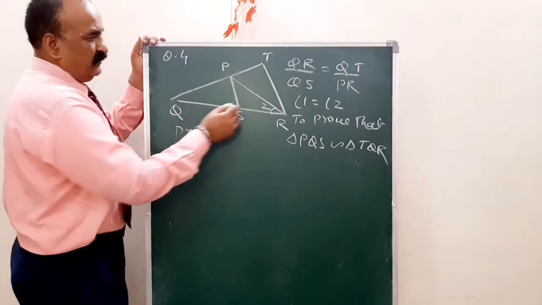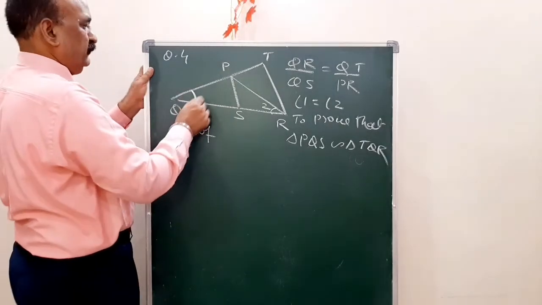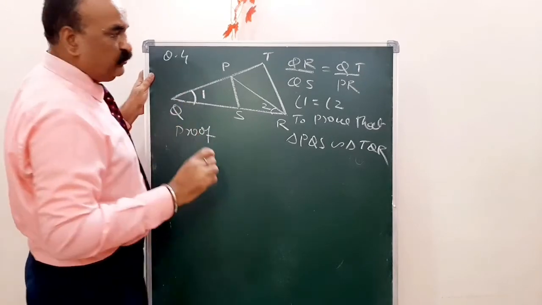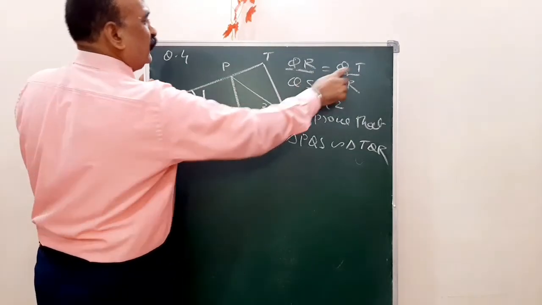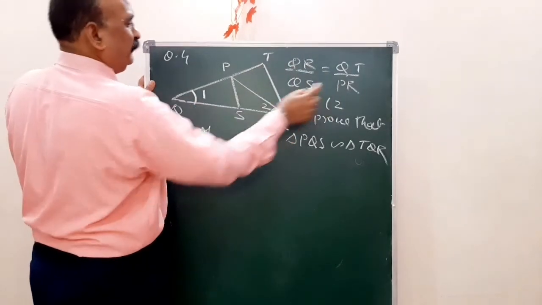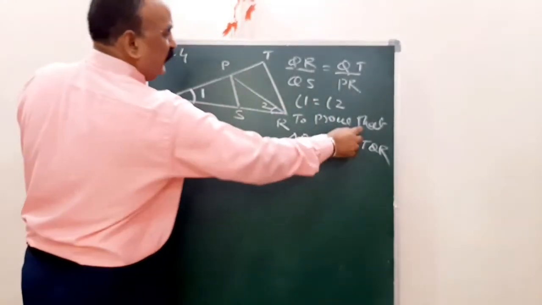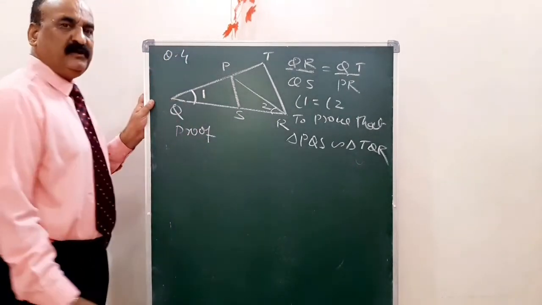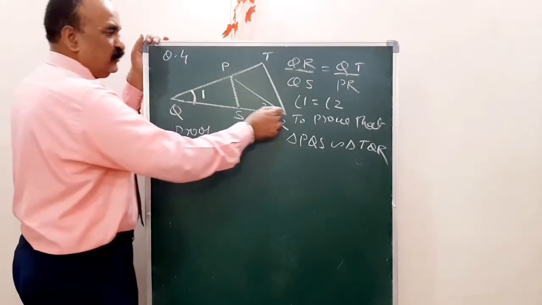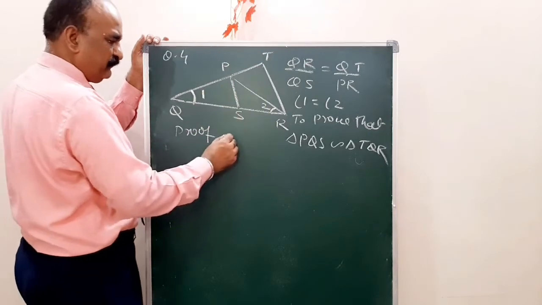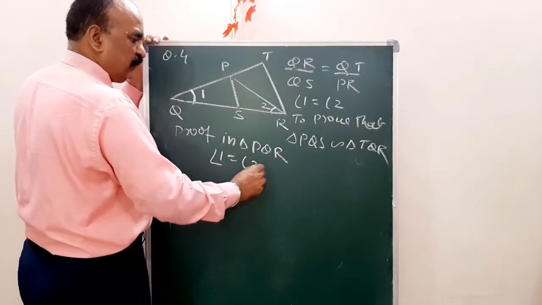Again I want to tell you, QR upon QS is equal to QT upon PR. This is given to you. Angle 1 is equal to angle 2. This is also given. To prove that triangle PQS is similar to triangle TQR. Let us see. Angle 1 is equal to angle 2 in triangle PQR.